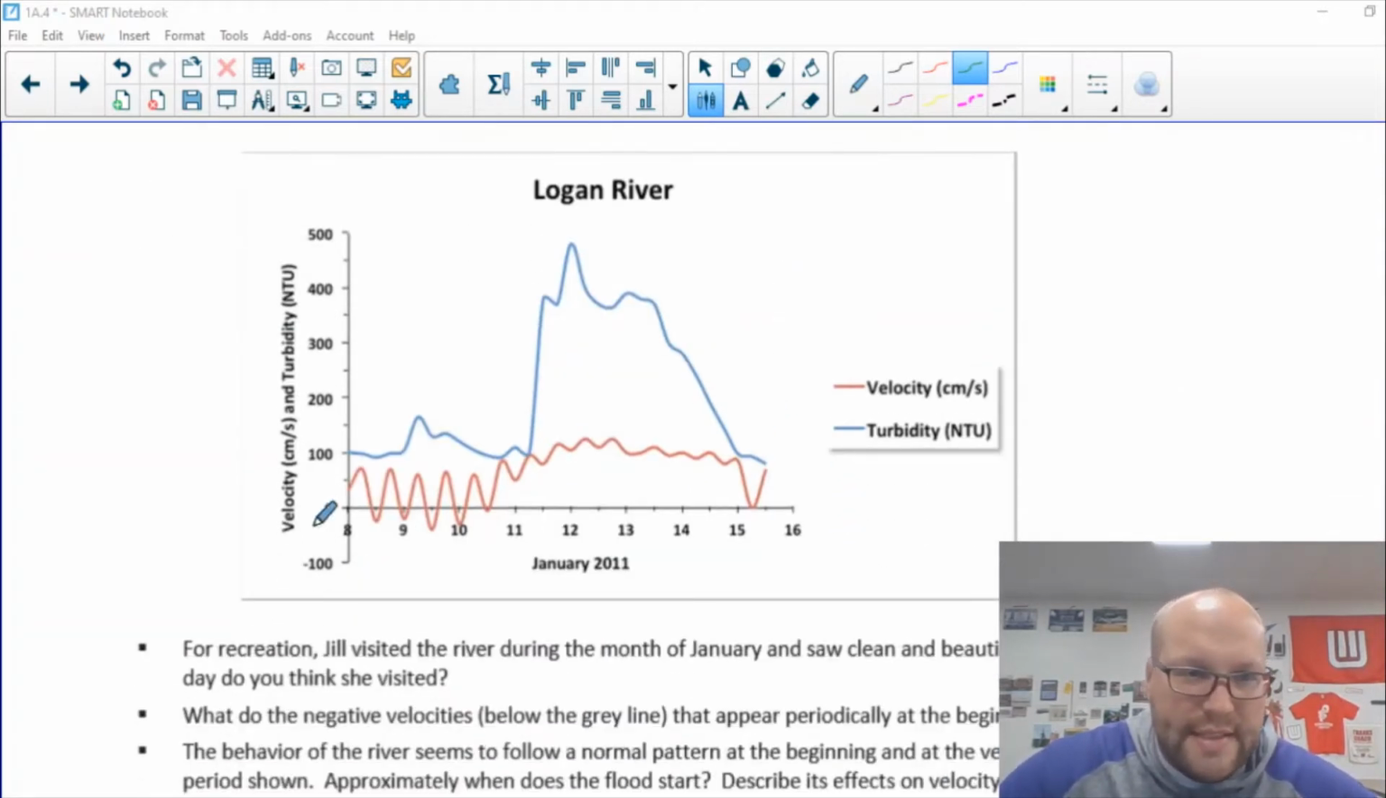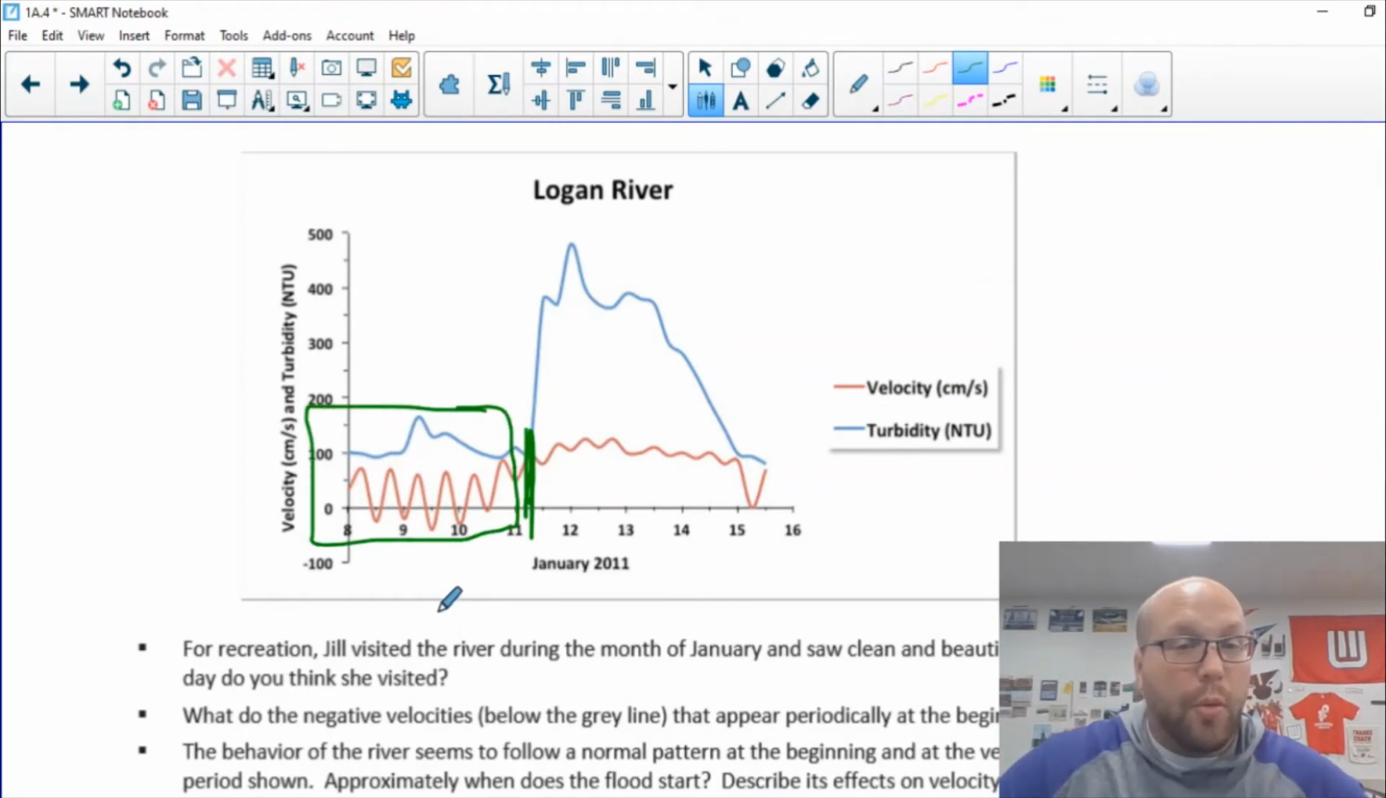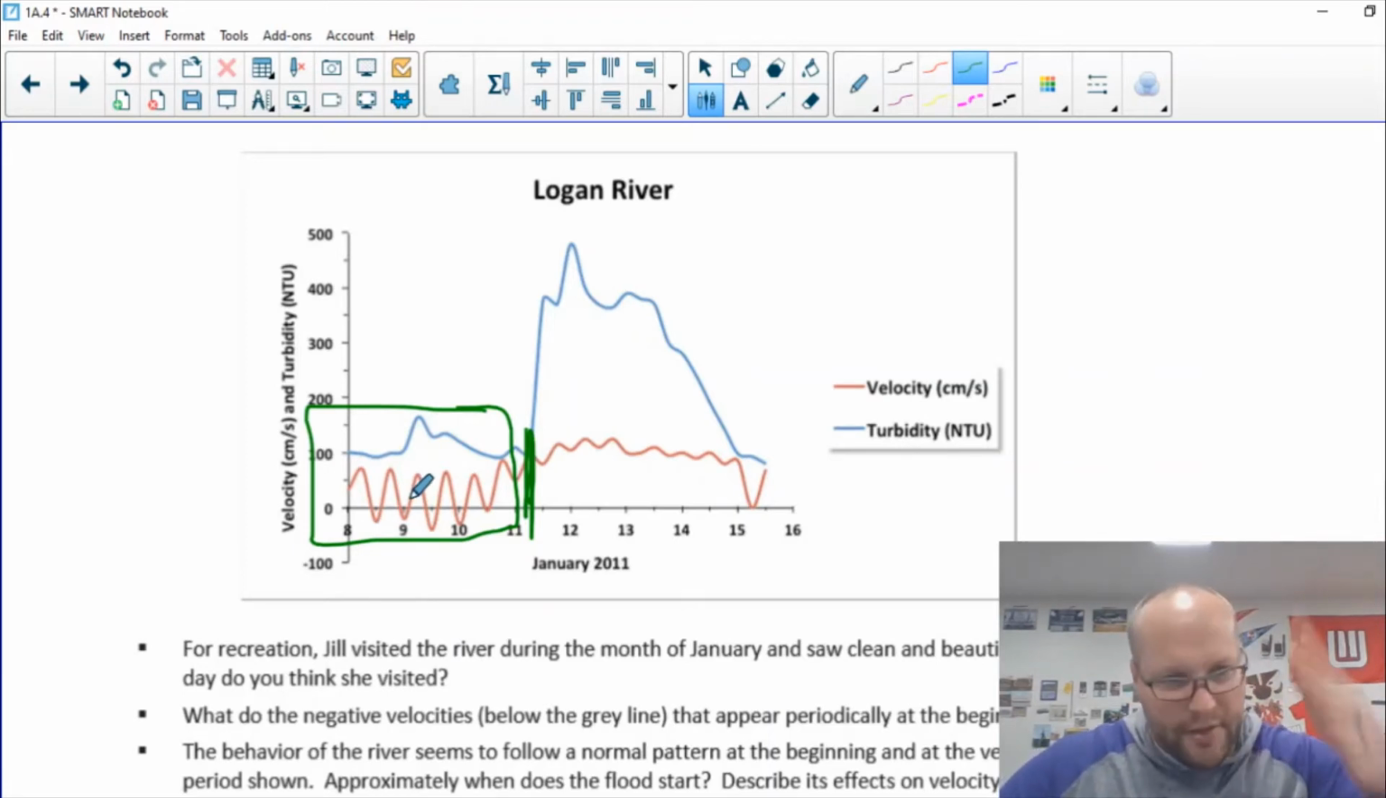So we can see some patterns here, and it looks like something weird happens right around here, something different. This would be the result of the normal flow of that river. Okay, things are happening as usual. Everything's in harmony.